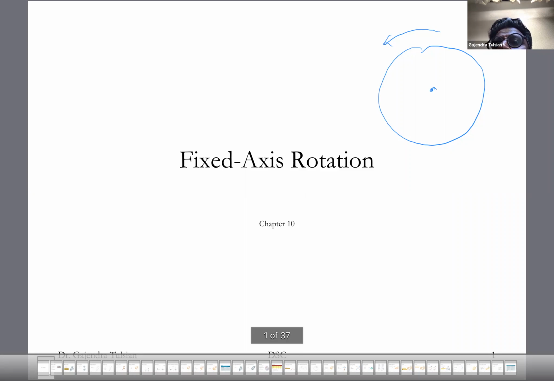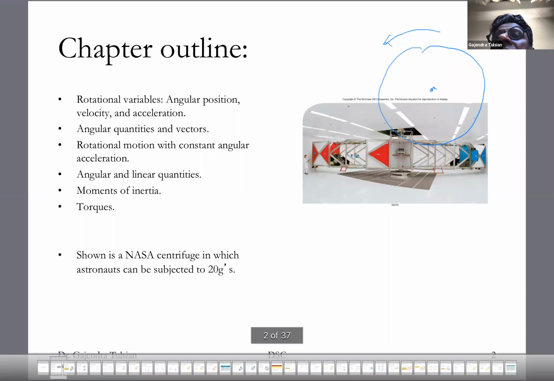Okay, so we will define rotational variables, angular quantities and vectors. So angular displacement, angular velocity, and angular acceleration. We'll look at motion with constant angular acceleration, just like in linear motion, we looked at motion with constant linear acceleration. We'll see how angular and linear quantities are related.